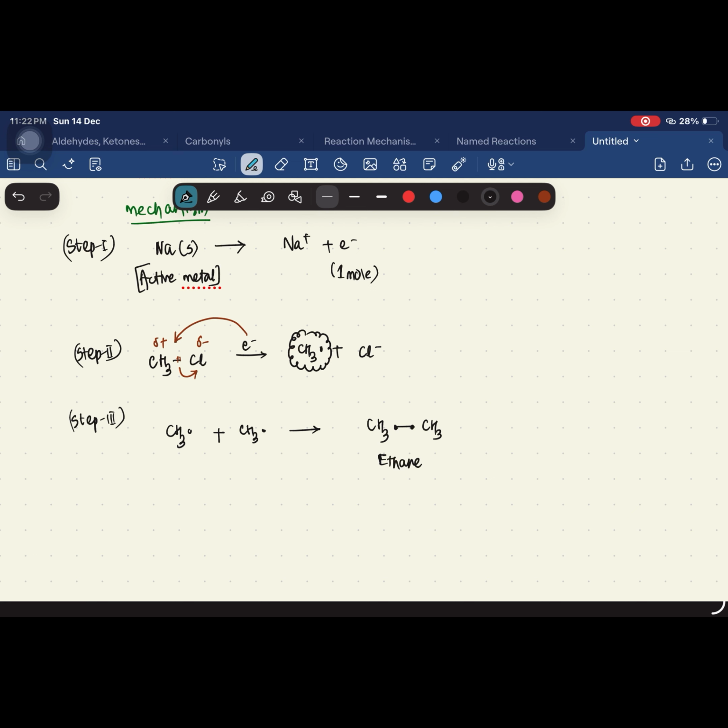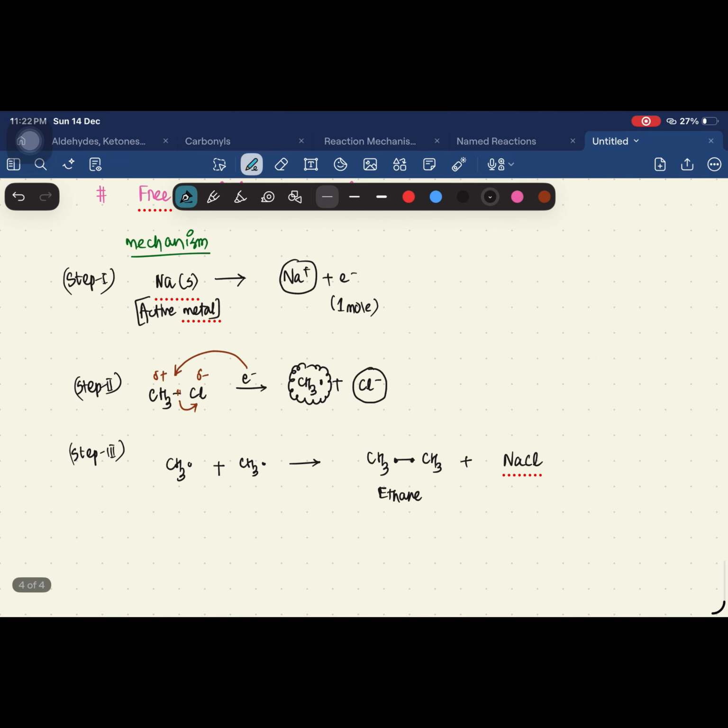And obviously here Cl- is there and here Na+ is there. Both of these will combine and form NaCl as a salt. So this is the corresponding product, and this is what is called the mechanism. So it follows the free radical mechanism.